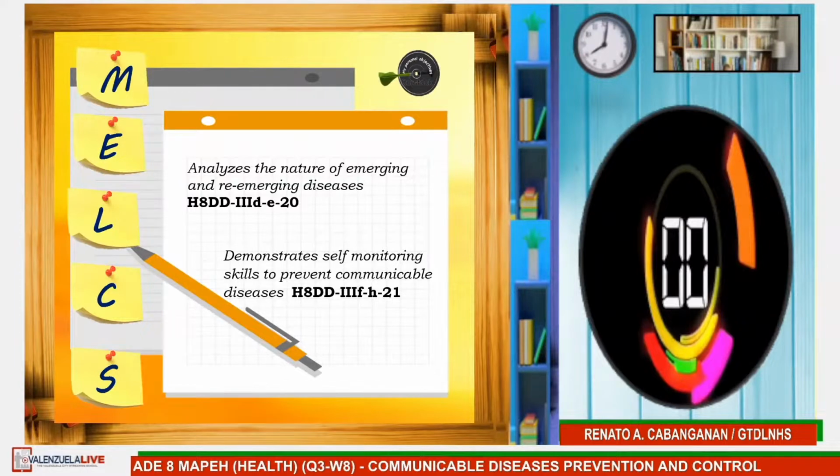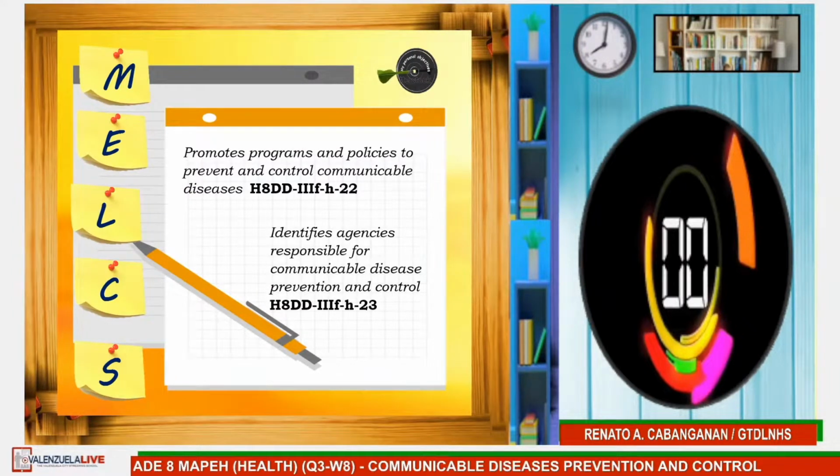The next thing I'll share with you are the most essential learning competencies. So allow me to give you the competencies that you are about to learn. By the end of the lesson, you'll be able to analyze the nature of emerging and re-emerging diseases, demonstrate self-monitoring skills to prevent communicable diseases, promote programs and policies to prevent and control communicable diseases, and identify agencies responsible for communicable disease prevention and control.